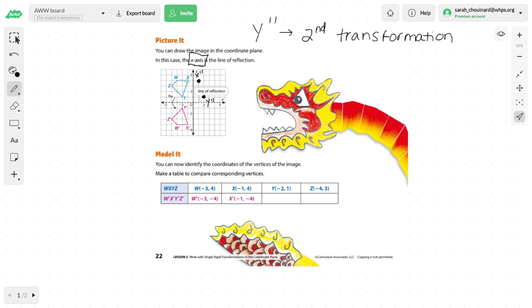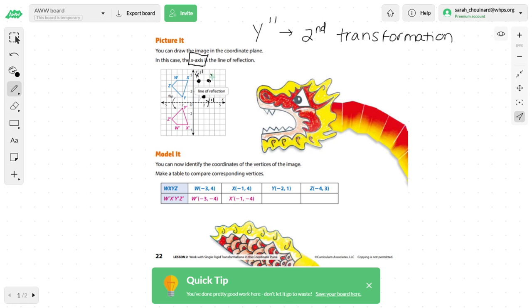W is 1, 2, 3 units from the y-axis, so I'm going to go 1, 2, 3 units from the y-axis in the other direction. And z is 1, 2, 3, 4, so I'm going to go in the other direction, 1, 2, 3, 4, to give me z double prime. So I'm going to connect my dots to make my shape. Notice that all 3 shapes are congruent, because anytime you do a reflection, you get a congruent image.